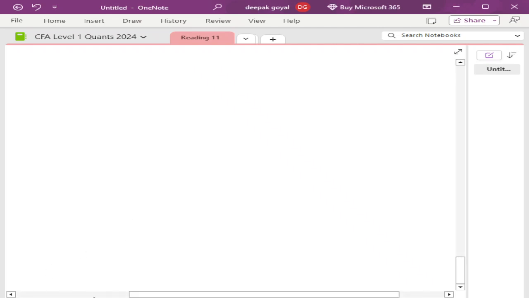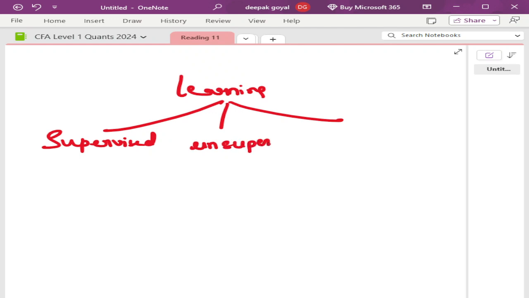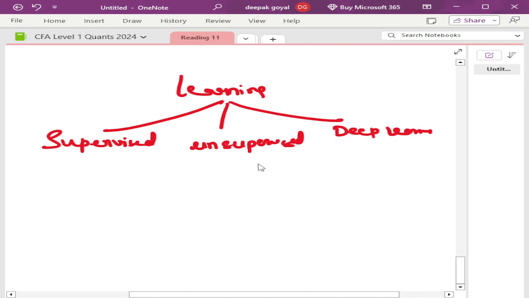In this lecture, my focus is to finish up with the five important stuff. Number one is supervised learning. Basically, learning is divided into three parts: supervised, unsupervised, and deep learning. Clear? These are the three learnings which we have to cover, and apart from that, the second thing which we will study is overfitted data and underfitted data. Now let us start with supervised learning.